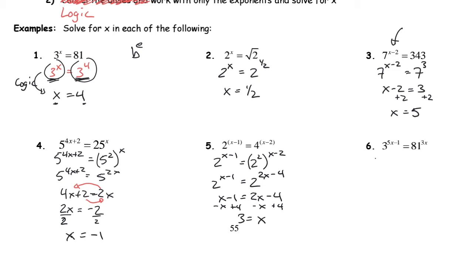Over here, well, can't do much with the 3, but the 81 is 3 to the 4. Okay, we've seen that a few times already.